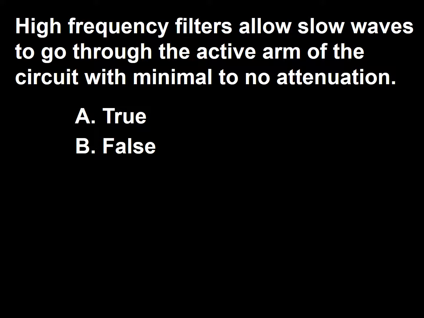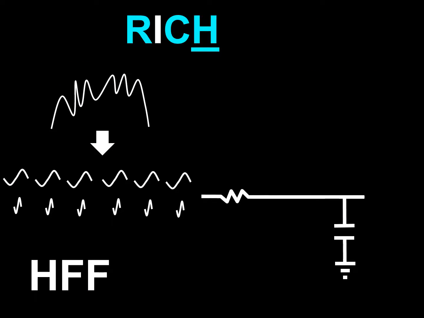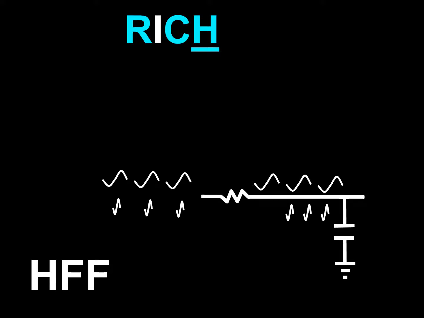Next question. High frequency filters allow slow waves to go through the active arm of the circuit with minimal or no attenuation. A, true, B, false. In this frame, I am depicting an original wave with its subcomponent waves just about to start going through a high frequency filter. In this case, fat and thin waves go through the resistor. Remember, resistors do not discriminate. Once on the other side of the resistor, the current in the form of waves has to choose to continue in the direction of the active arm of the circuit or to take a detour towards the ground arm of the circuit.